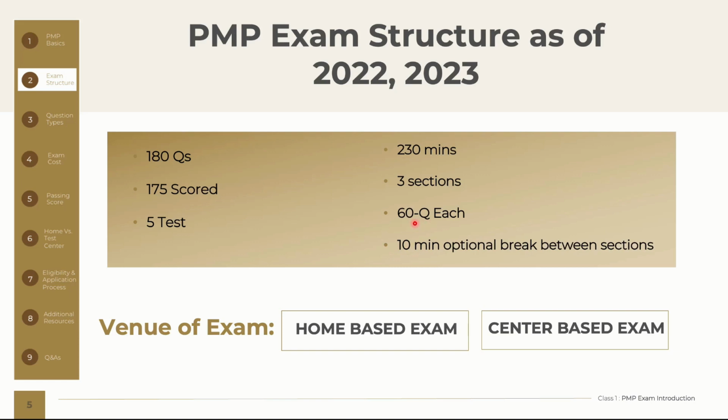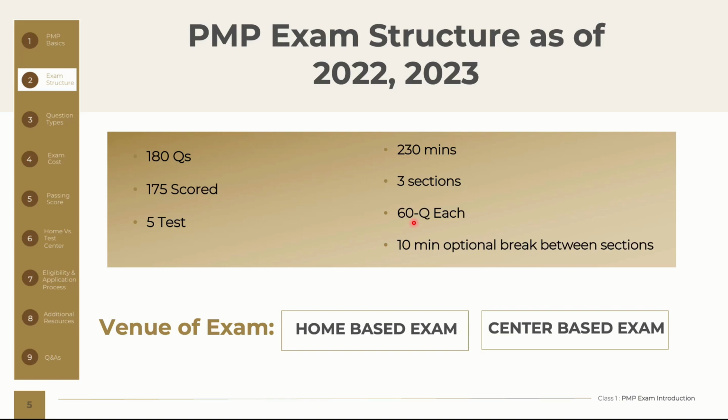Now it is very crucial for you to understand one point here. Once you finish a section of 60 questions, submit it and move on to the next section, you will not be able to come back to that section. Your responses for the previous section will be locked and you will not be able to go back. So make a note of this, but we'll talk about this again when we talk about the time management strategy for your PMP exam.